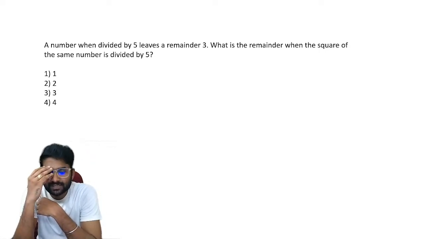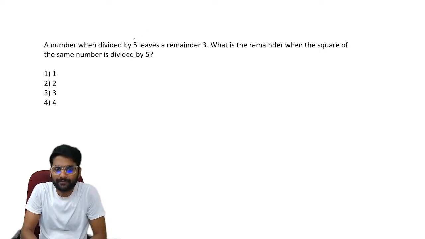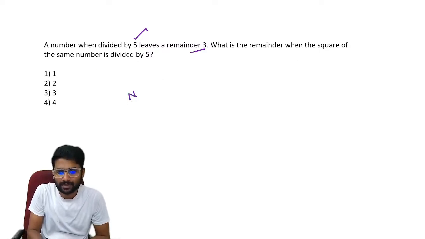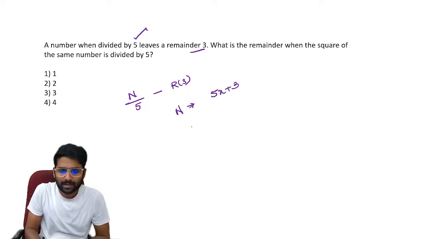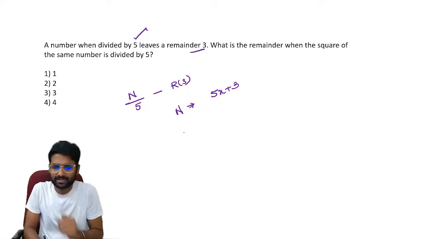Now see, it is similar to the dividend concept. A number when divided by 5 leaves remainder 3. What is the remainder when the square of the same number is divided by 5? Here the number is divided by 5, remainder is 3. So the number is 5x plus 3. Why? Because divisor is multiplied with the quotient, plus remainder.